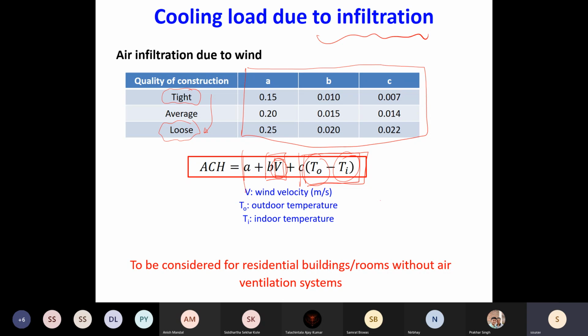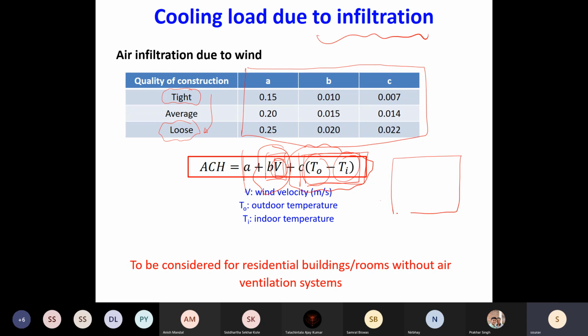You have studied in your heat transfer, no? Natural convection. So this part is forced convection. The other part is natural convection. If you have a large temperature difference between indoor and outdoor, that will also create a density difference between the air in the outdoor and indoor, and that can create a circulation loop.